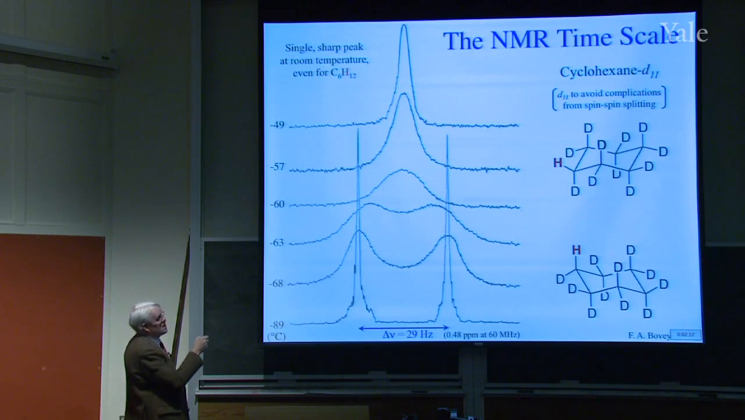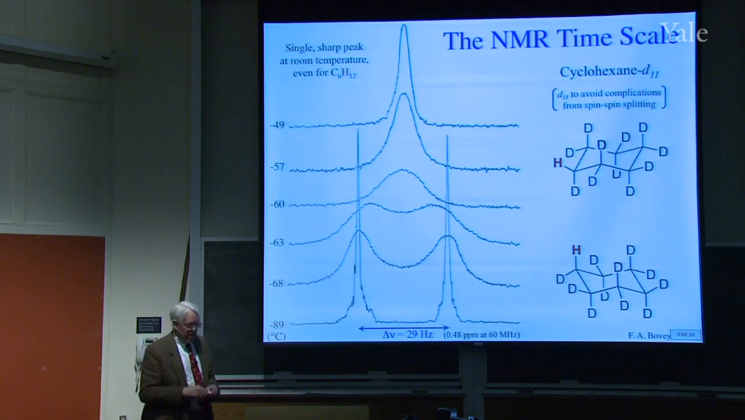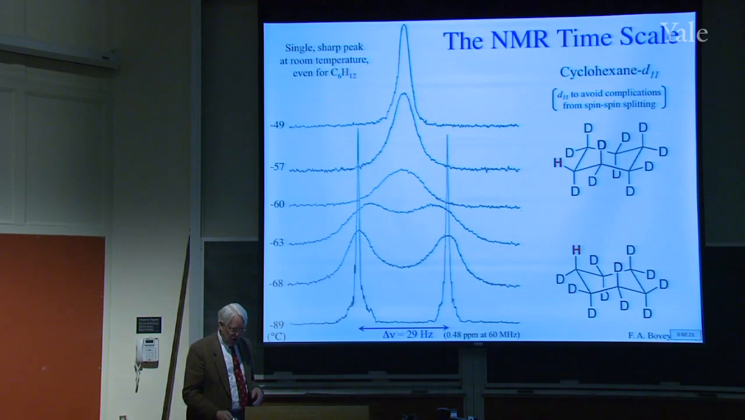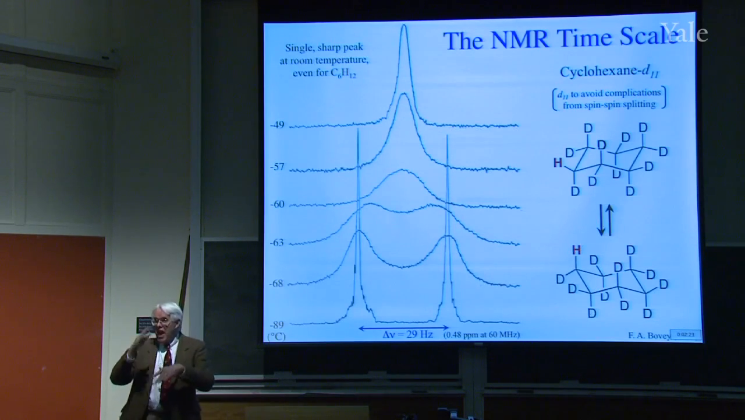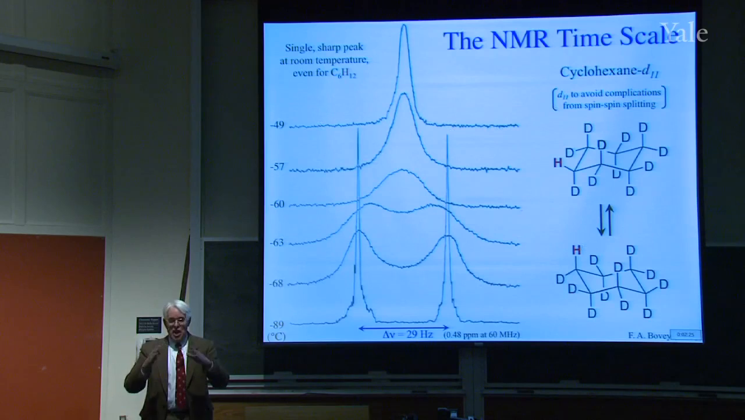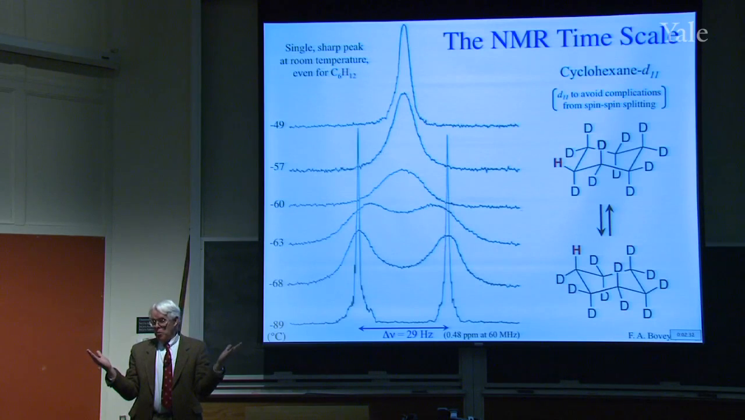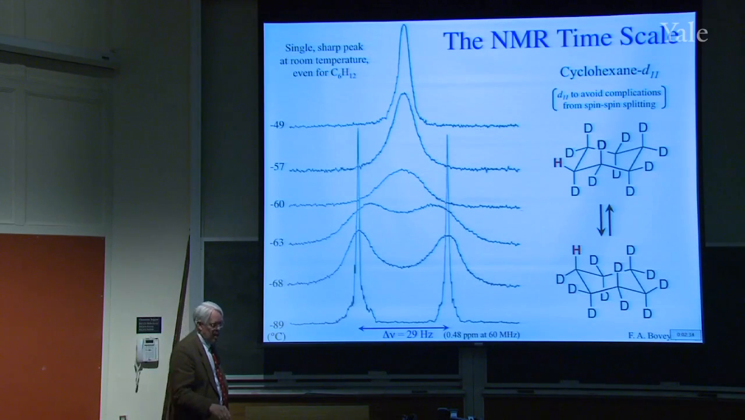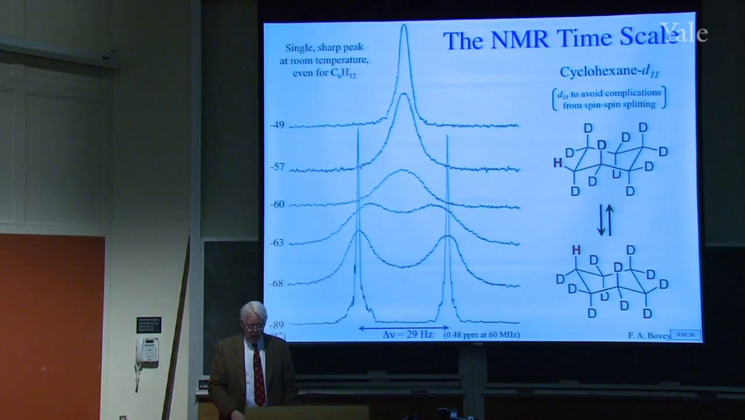Even if you have C6H12, because it's flipping back and forth rapidly enough that it's averaging the chemical shifts. And once the chemical shifts become the same, on average, then you can't see the splitting anymore. Okay, so cyclohexane gives a single sharp peak.